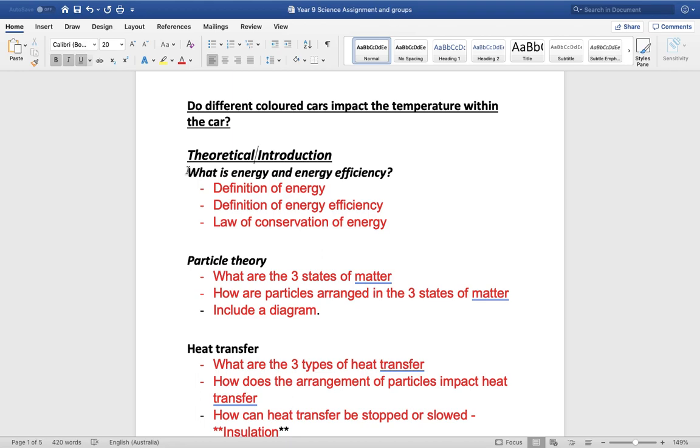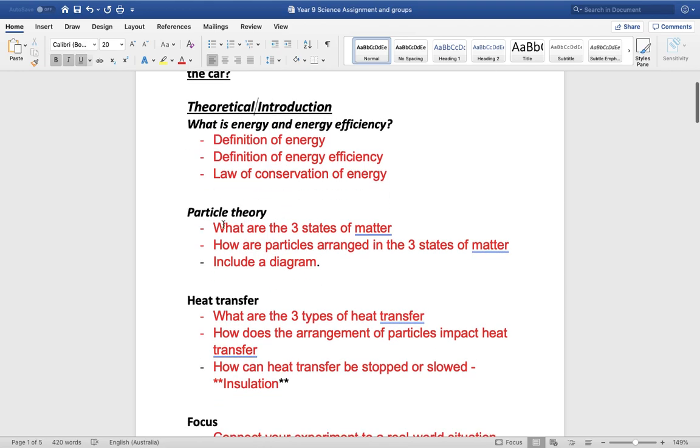So, what is energy and energy efficiency? In the red under each of these titles, I've got what you need to include in this section. So, you should have a definition of energy, a definition of energy efficiency, and you should also talk about the law of conservation of energy in this section.